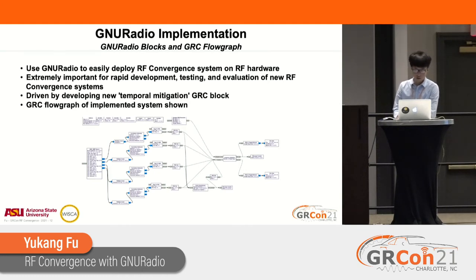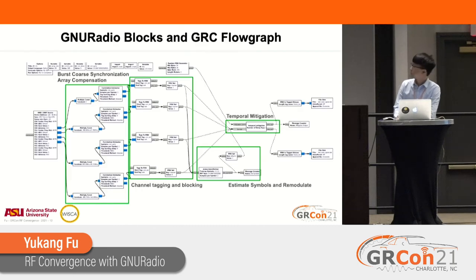So here is a flow graph of the GNURadio implementation. We use GNURadio to easily deploy the RF convergence system on RF hardware, and it is extremely important for rapid development, testing and evaluation. The implementation here is driven by developing the new temporal mitigation GRC block. And here's a magnified version of the GRC flow graph.